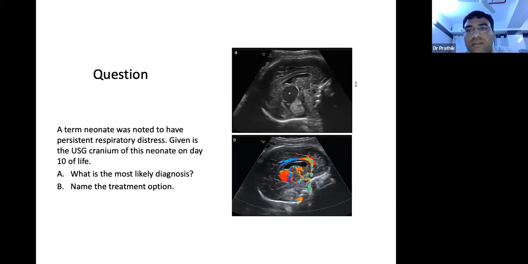Excellent. Dr. Hema has mentioned it's vein of Galen malformation. The most common treatment option is you can do coil intervention. Okay.